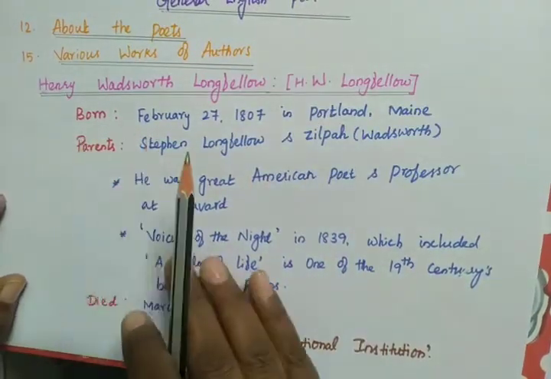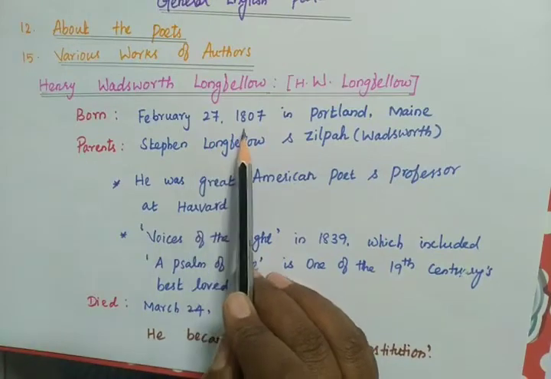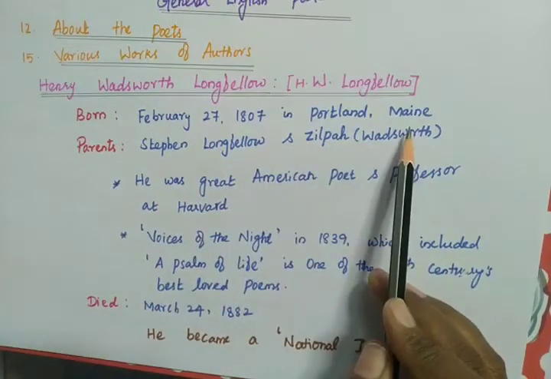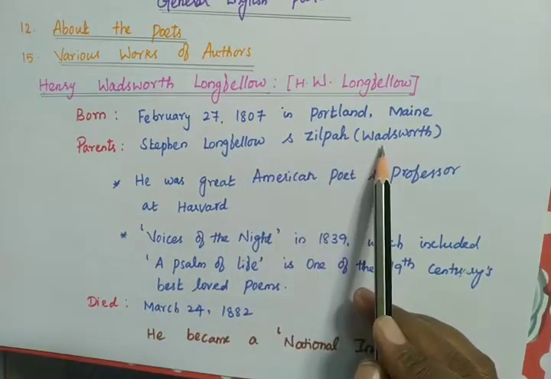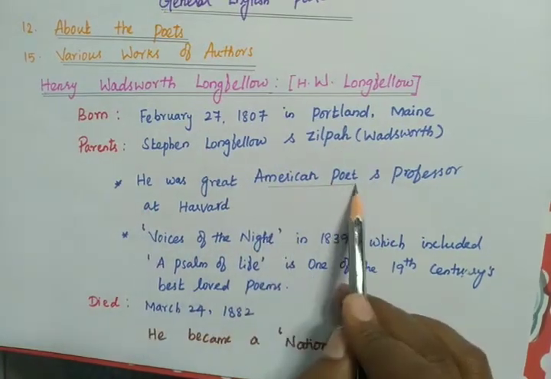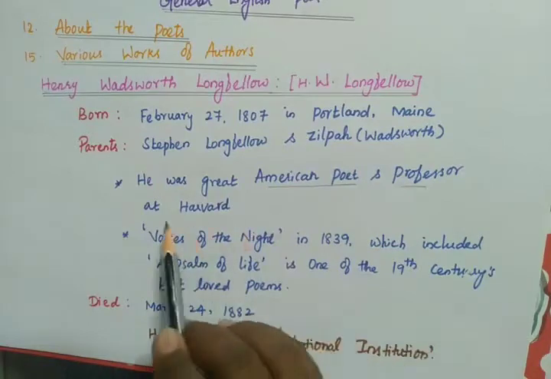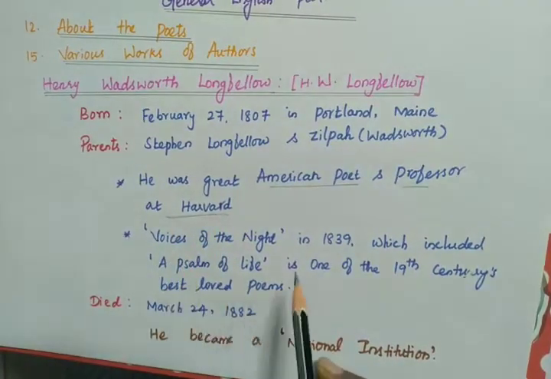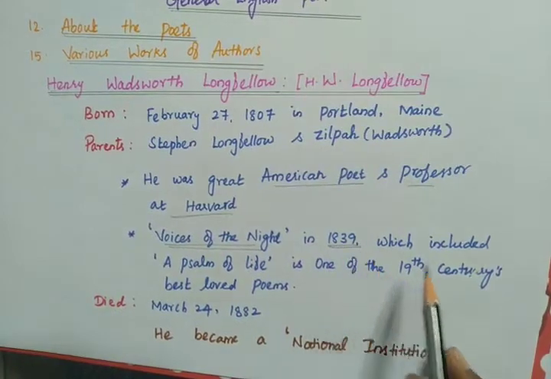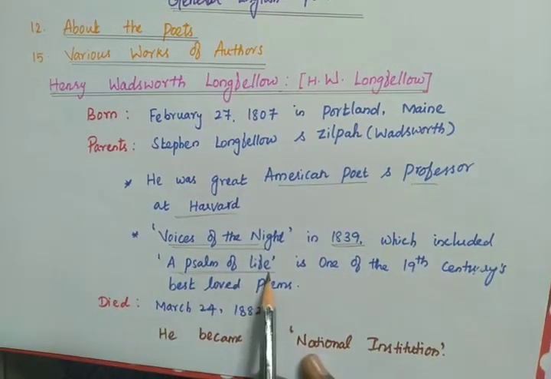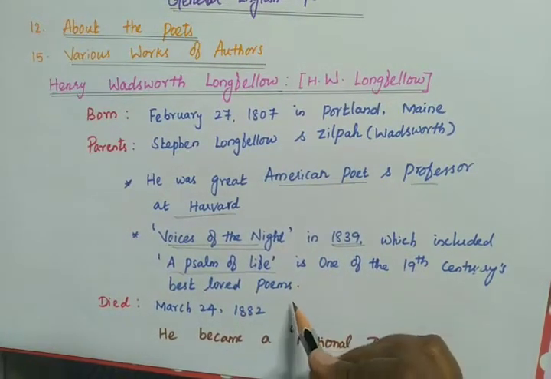He was born on February 27, 1807 in Portland, Maine, and his parents are Stephen Longfellow and Zilpah Wadsworth. He was a great American poet and also a professor at Harvard University. And his Voices of the Night in 1839 included A Psalm of Life. This is one of the 19th century's best loved poems.